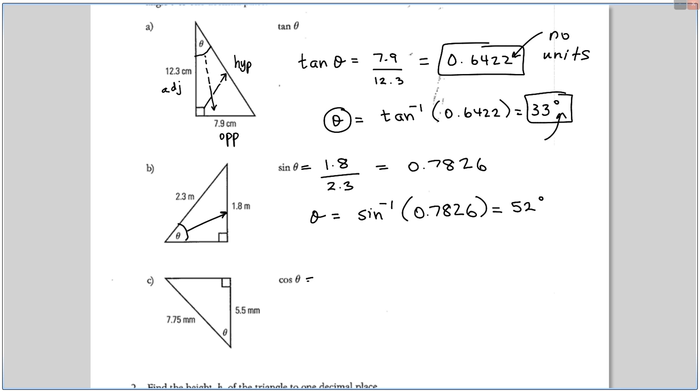Okay, cos theta is the adjacent side divided by hypotenuse. So 7.75 is across the 90, so it's the hypotenuse. And you can see 5.5 is adjacent to theta. And if English is not your first language, or you just don't know what adjacent means, it means next to. So you see it right now?